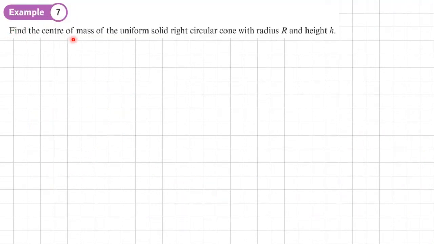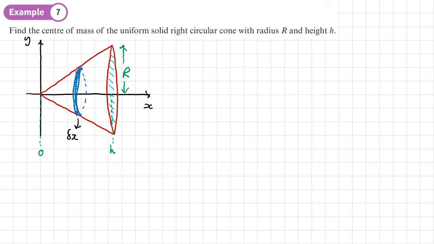Example 7: find the center of mass of the uniform right circular cone with radius r and height h. So we'll start by drawing that out. So here's a sketch of my right circular cone, radius r, height is h. So I can see that I'm going from 0 to h. They're going to be my limits.